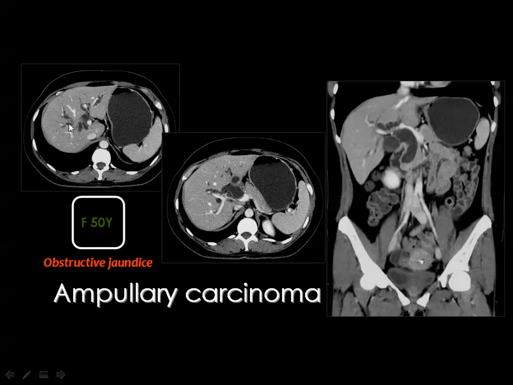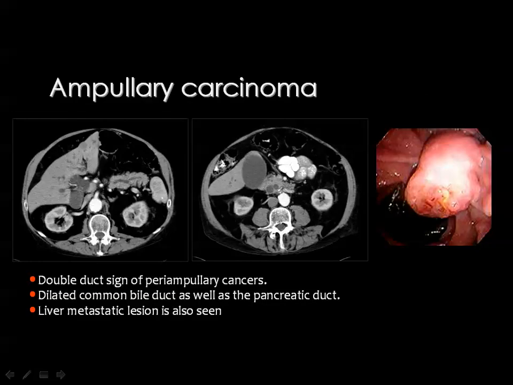There are dilated biliary radicals throughout the liver. The common bile duct is dilated, and you can imagine that this is the site of the tumor, the ampullary carcinoma. It's better for this to be evaluated by ERCP, not by MRCP.